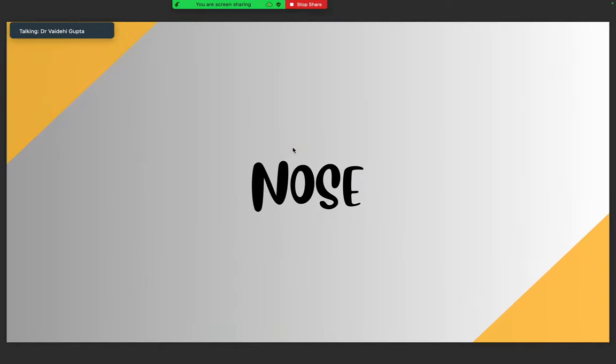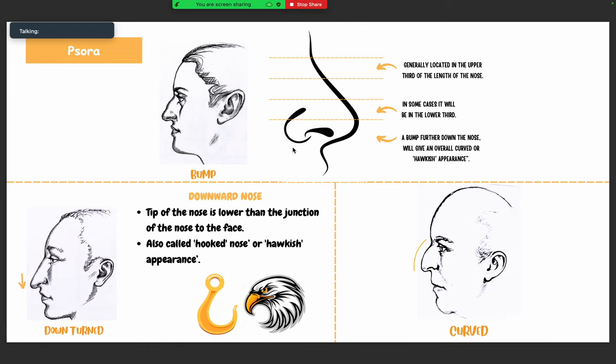Nose. In Psora, there is a bump on the nose. When we divide the nose by hypothetical lines into three parts, the bump is generally located in the upper third of the length of the nose. So most of the bump on the nose is present in the upper third. In some cases it may be in the lower third of the nose, and further, the bump may be at the tip of the nose.